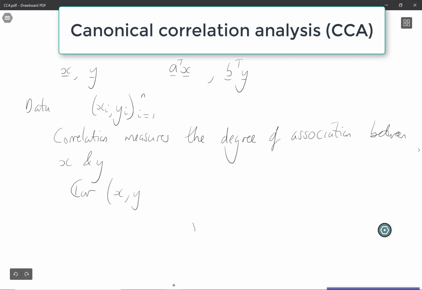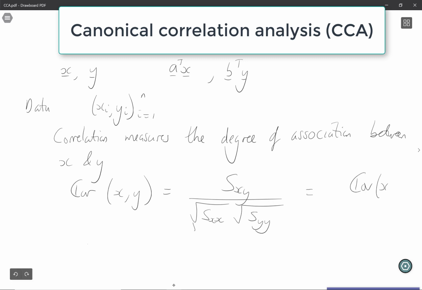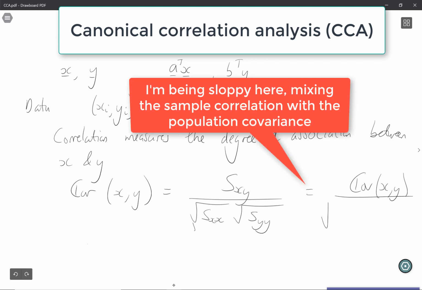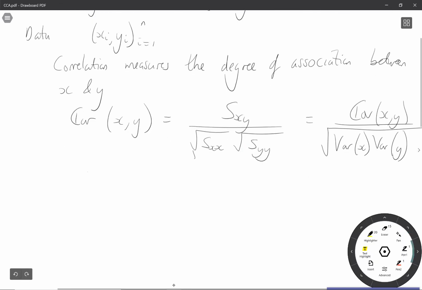The correlation between x and y is defined to be the covariance between x and y, divided by the square root of the variance of x times the square root of the variance of y. I've written it here in terms of the sample covariance matrix, but in general it's defined as the covariance between x and y divided by the square root of the variance of x times the variance of y. That's a correlation.